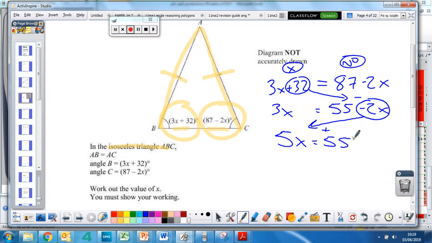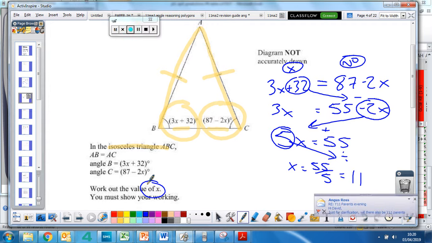One more thing to do. Isolate the x on its own. It's been multiplied by 5. Send the 5 to the other side where it divides. You get x equals 55 over 5, also known as 11. Check the question though. What do they want? They want the value of x. They didn't ask for the size of the angle. Okay, they might have done. That's why we check the question to find out what they actually wanted.